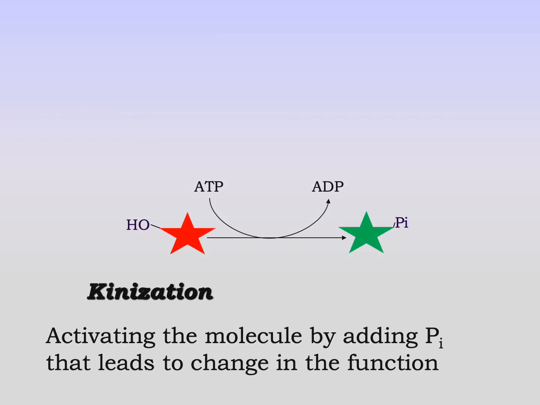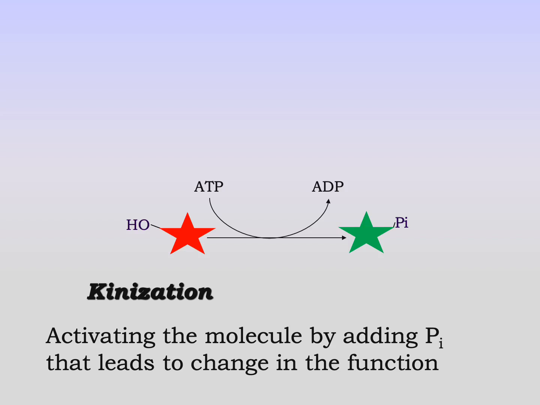The other form is what's referred to as the kination reaction, and this is an activating reaction. In the kination reaction, we take a phosphate and stick it onto a molecule. By doing that, we energize the molecule. We give the molecule more energy than it has at its resting state. This forces the molecule to do a conformational change, and by doing that change, it provides for the activation step within the pathway.